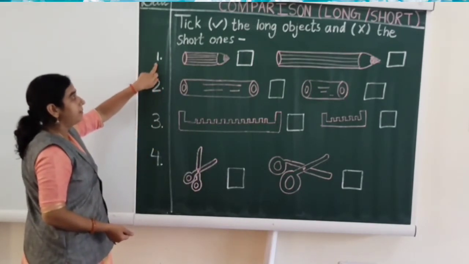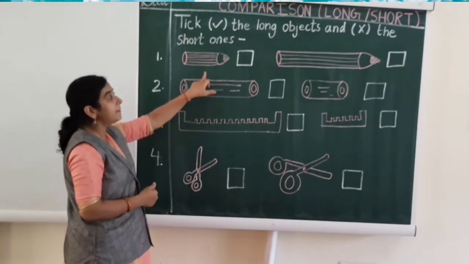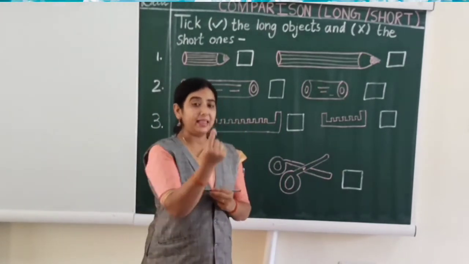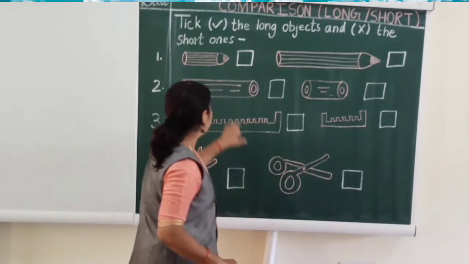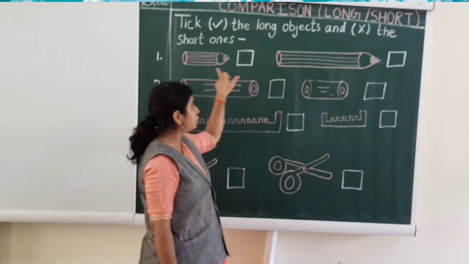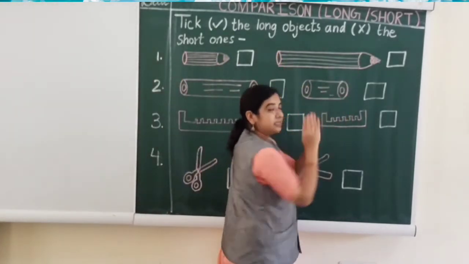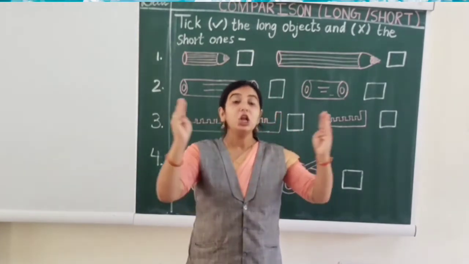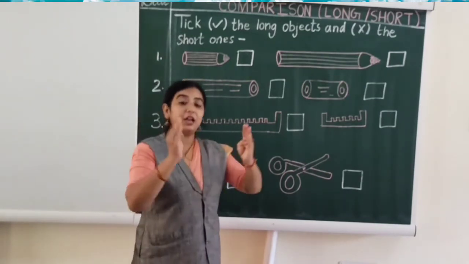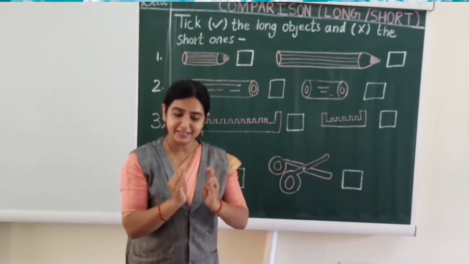Let us see. This is number one. What is this? These are pencils. So, this is a long pencil and this is a short pencil. If you see, which one is long? This first one is long or the second one? See the length of these two objects. Yes. The first one is short and the second one is long. You have to put a tick on the objects that are long and put a cross on the objects that are short.